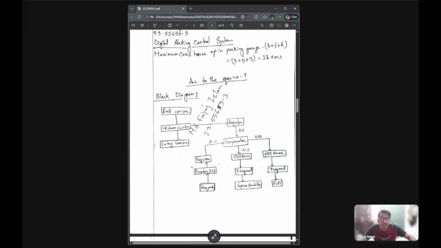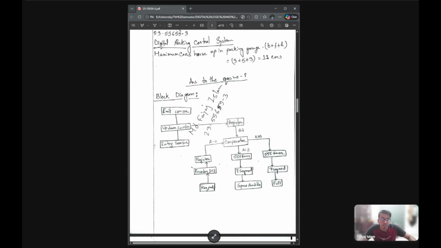Here is the high-level block diagram of the proposed system. As you can see, the core of the system is the up-down counter, which receives input from the entry and exit sensors. The counter's output is fed into a comparator. This comparator checks the current count against our maximum capacity.